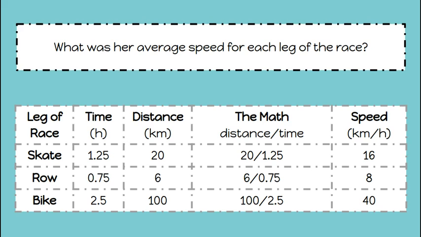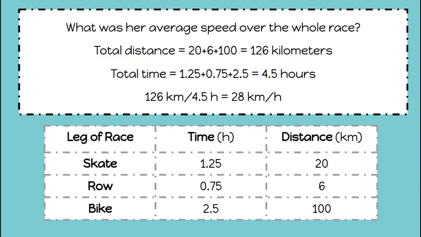So looking at these numbers, you should be able to tell me what leg of the race was the fastest. That's right. She was able to bike the fastest. She was going 40 kilometers an hour. And where did she go slowest? Yes, 8 kilometers per hour was her slowest speed for the rowing.